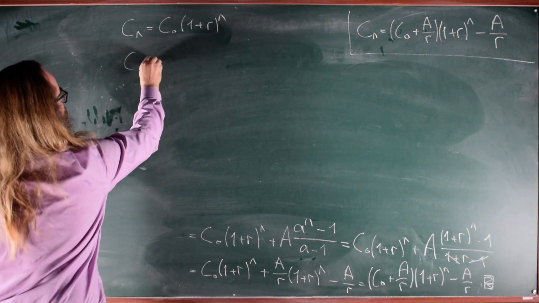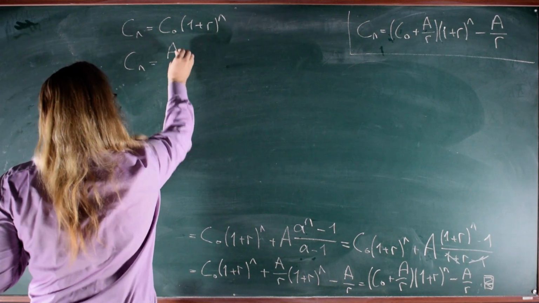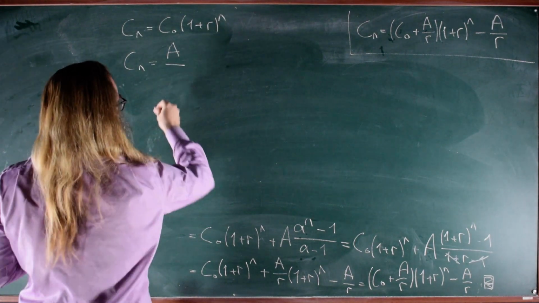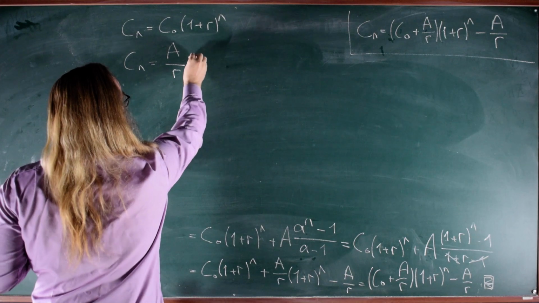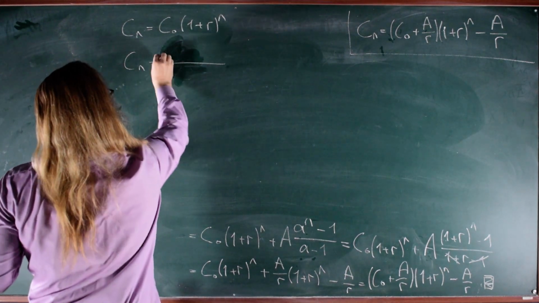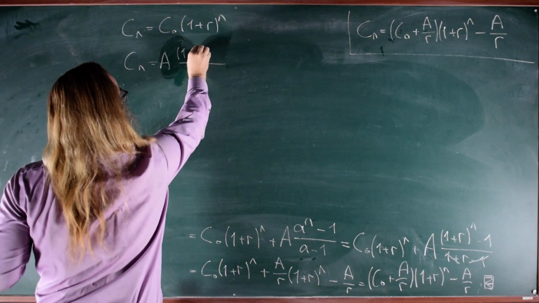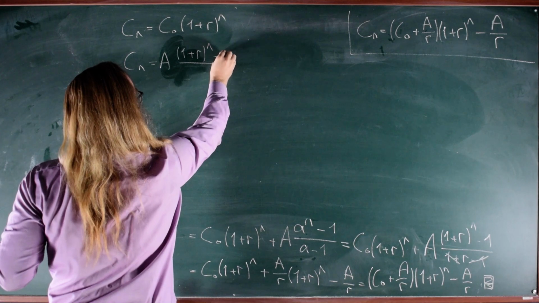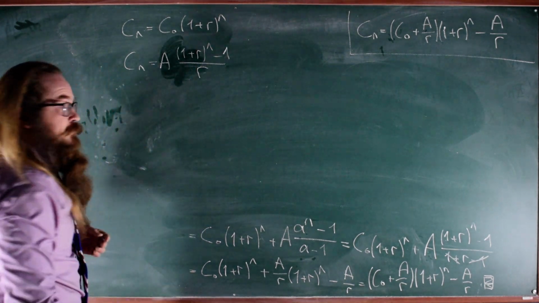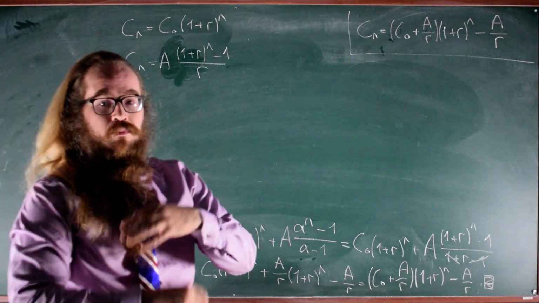Well, then we end up with this gorgeous little thing. We actually just end up with what we were looking at earlier: a times (1 plus r) to the power of n minus 1, over r. So this is the annuity savings formula that some of you may have seen.